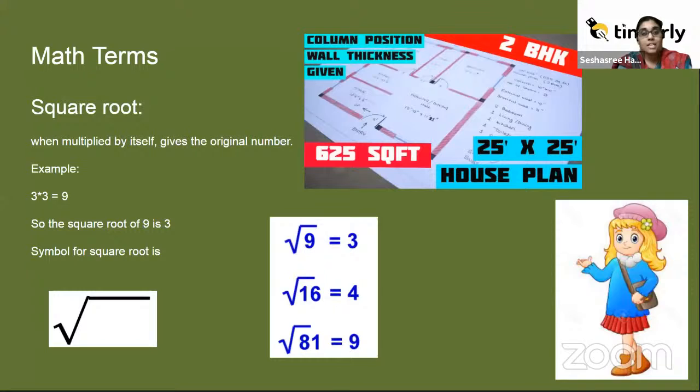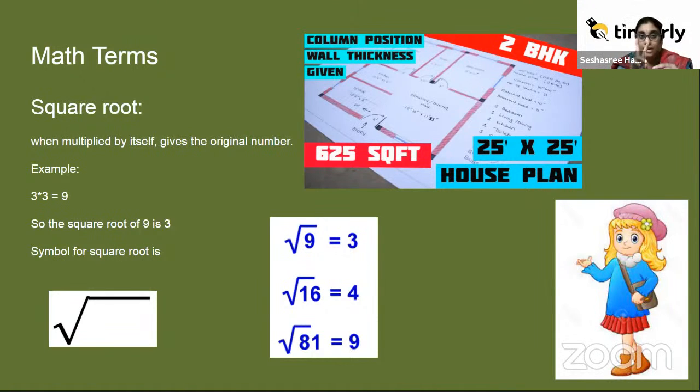And the next math term I want to explain today is the square root. So what is a square root? A square root is when a number is multiplied by itself, it gives its original number. So for example, I have taken 9. What's the square root of 9? So how will I get the square root of 9? To get the square root of 9, I need to multiply 3 times 3.